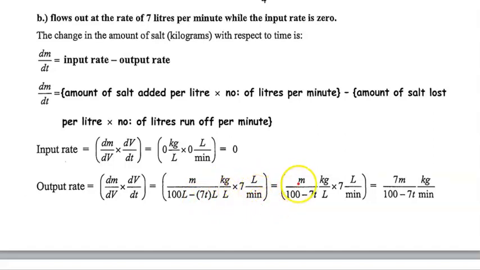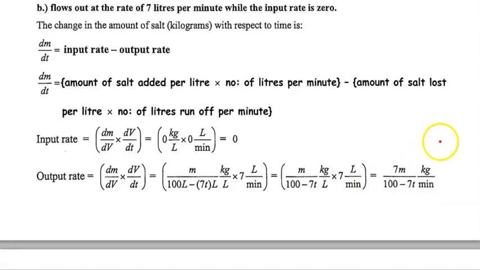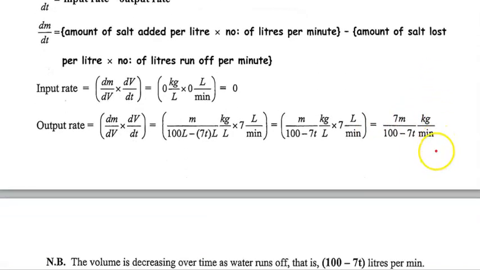So that gives us m over (100 minus 7t) kilograms per litre, times 7 litres per minute, is 7m on (100 minus 7t) kilograms per minute. The litres cancel, and we're left with kilograms per minute.